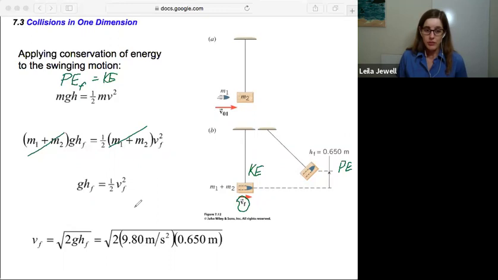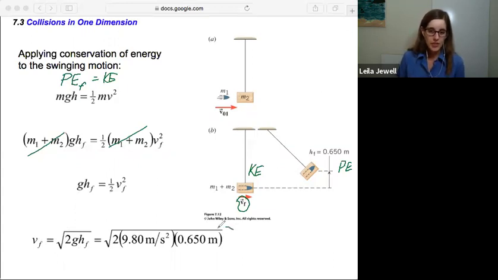So to solve for Vf, we'll multiply by 2 and take the square root as shown here. And so we know the height, we know g, so we could calculate the final velocity after the collision with the square root of 2 times 9.8 meters per second squared times 0.650 meters. We could get a number here, but this isn't ultimately the number we're looking for.